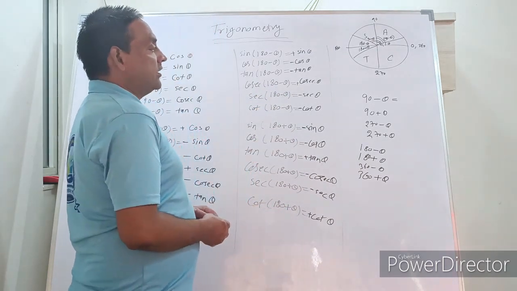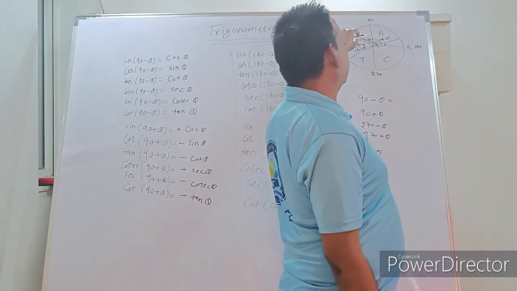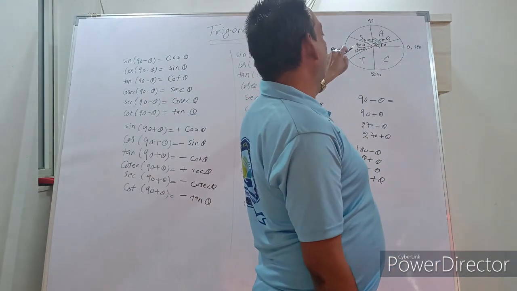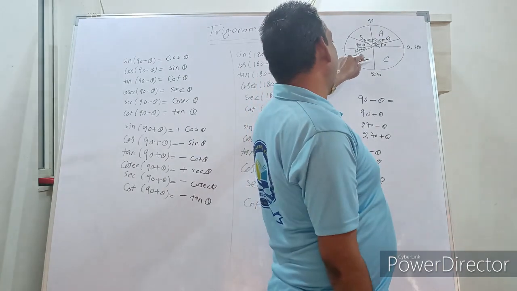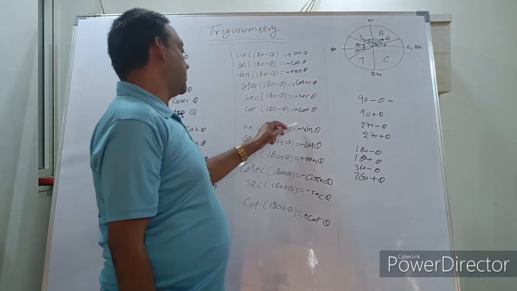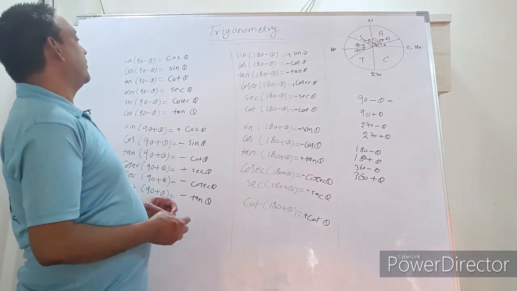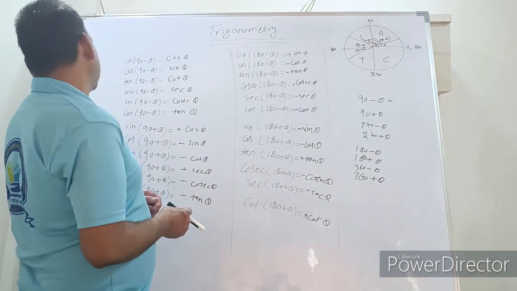Only the sign changes. Sine of 180 minus theta lies in the second quadrant. In the second quadrant sine is positive, so this will be plus. Then 180 plus theta lies in the third quadrant. In the third quadrant only tan is positive, so sine and cos will be negative and tan is positive. Okay, so let's do the angles 270 minus and 270 plus also.